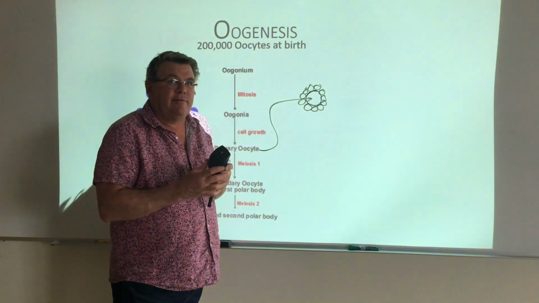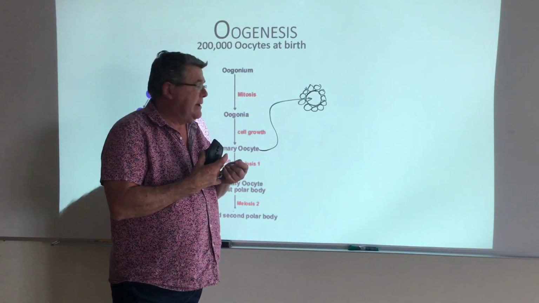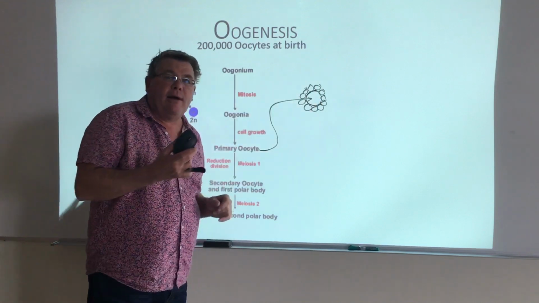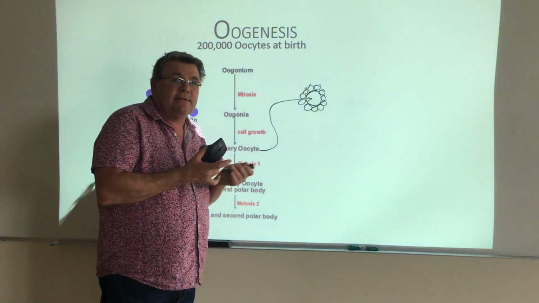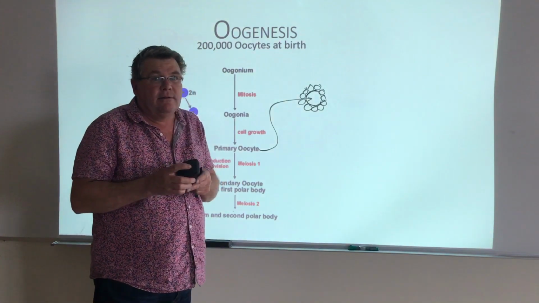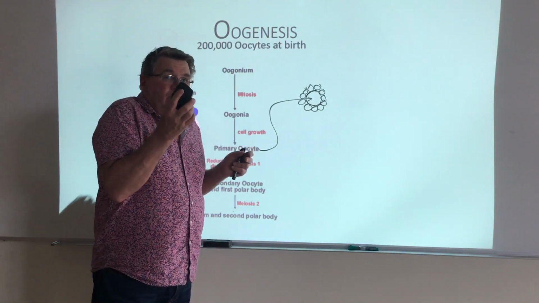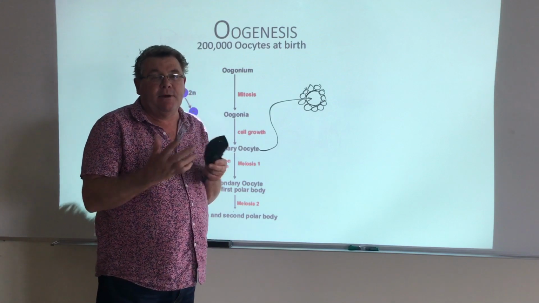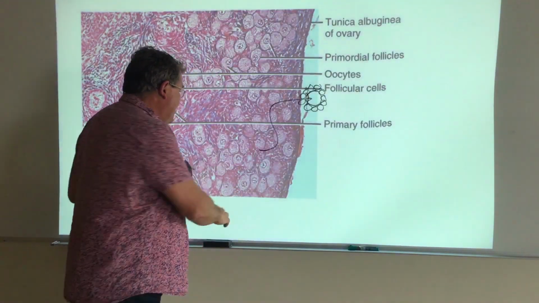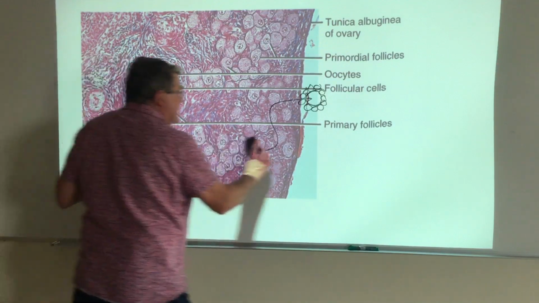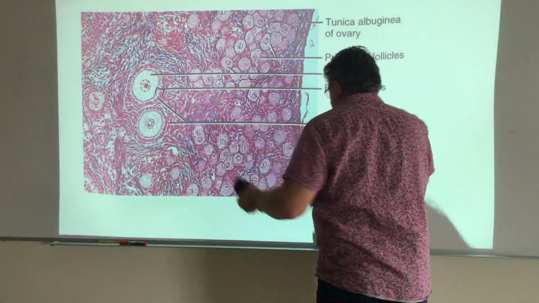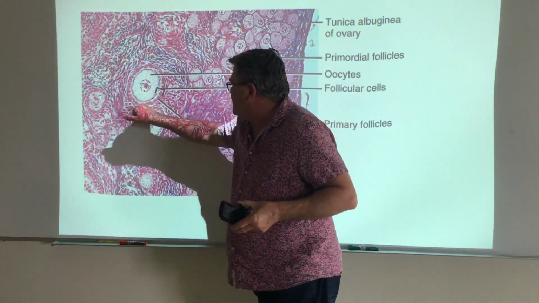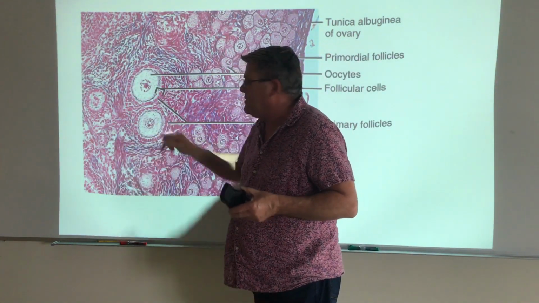This might ring a bell from FSH with males in puberty. And this entire thing, this collection of one primary oocyte surrounded by follicle cells, is called a follicle. What a typical human female is born with is about 200,000 follicles. And they look like that. So I can see the oocyte and the follicle cells around the outside.